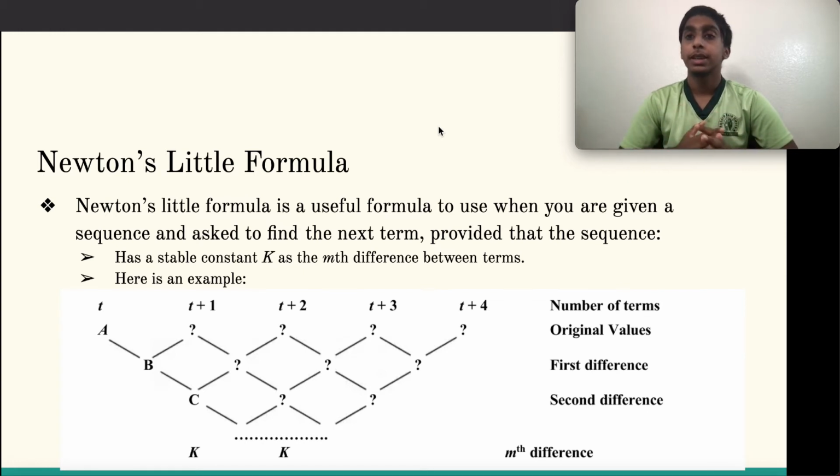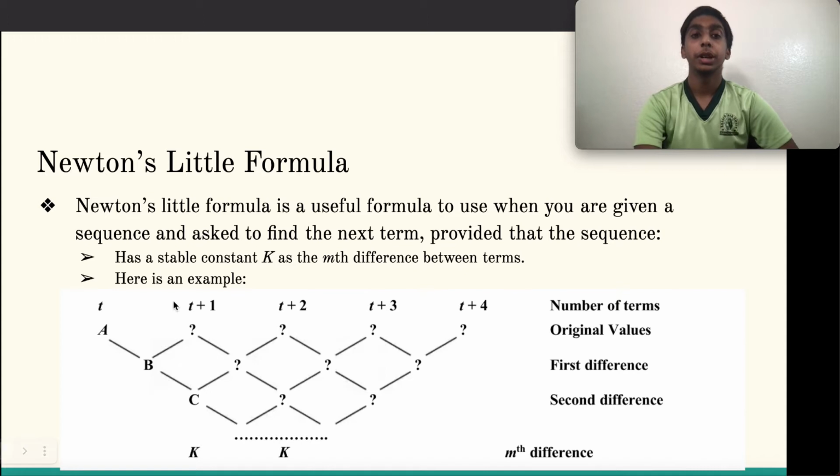Basically, what this is saying is if they give you a pattern like 1, 2, 3, 4, 5, that's very simple. But sometimes you'll get more complex patterns. It's harder to find what the difference is and what the next number in the sequence is. So in order to find the next number in the sequence, you can use this formula, provided that the nth difference has a stable constant k as the value. By stable constant k, I mean that the difference between these terms has to be the same constant, like 1. Each time there's a difference of 1.